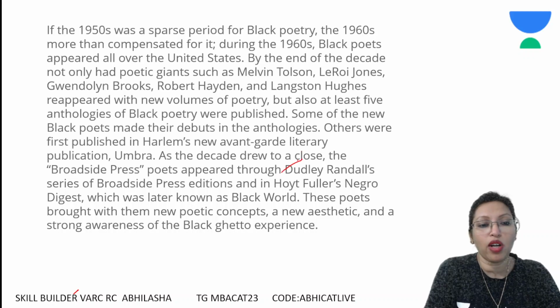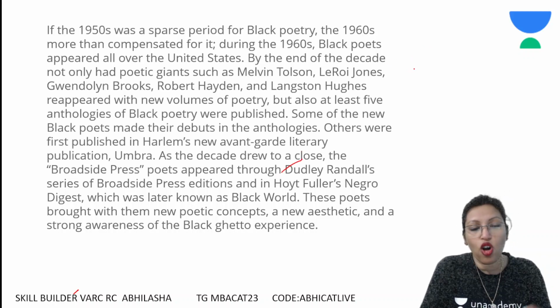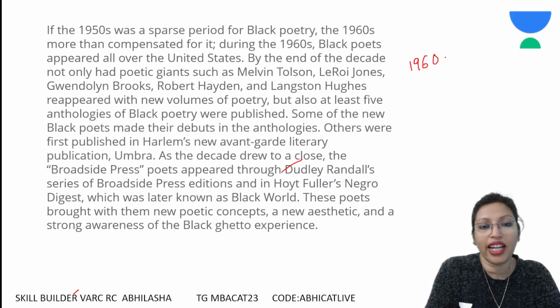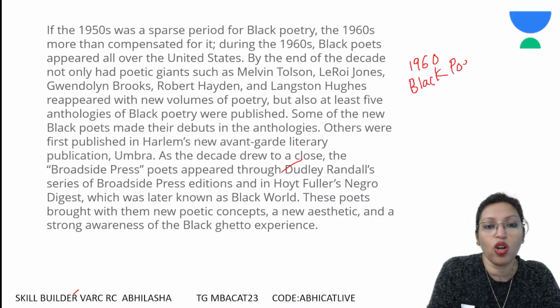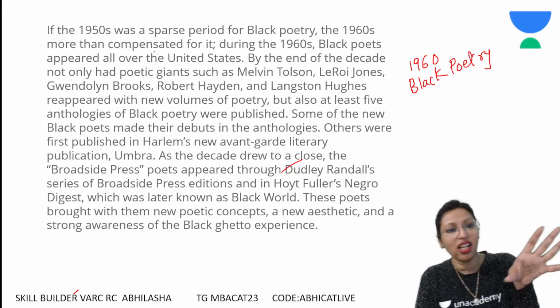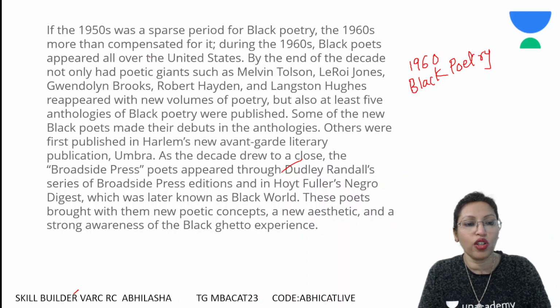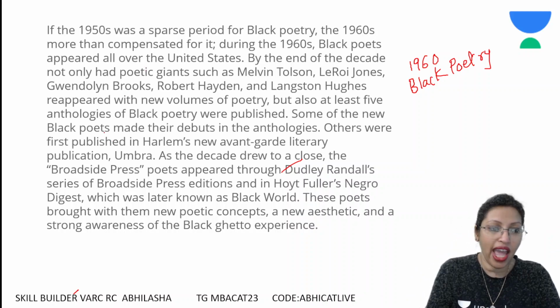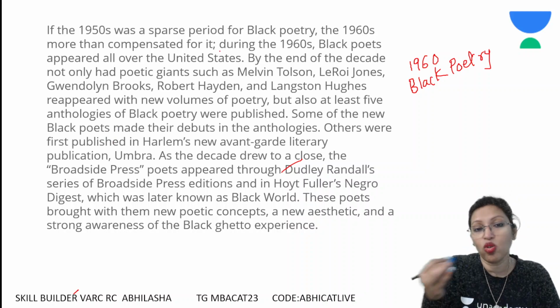So now in this part of the passage, we talk of the copiousness of black poetry in the 1960s. So the writer says in the 1960s, there was lots of black poetry being written, right? Just a lot of it. He started off by saying that 1950s, very little. 1960s, there was just a lot of it. There were so many anthologies, new poets, older poets, and so much. And they brought new concepts.